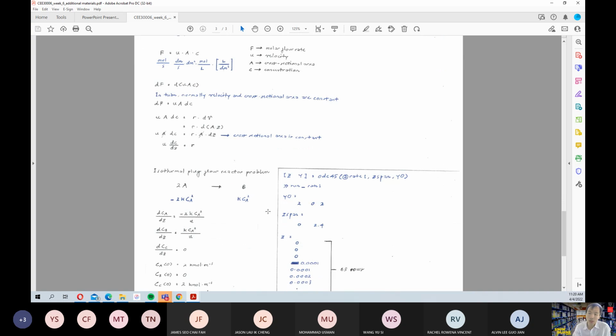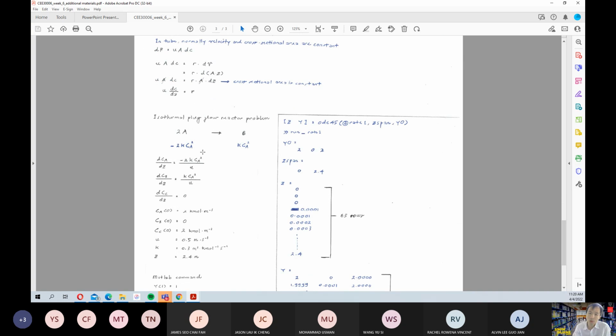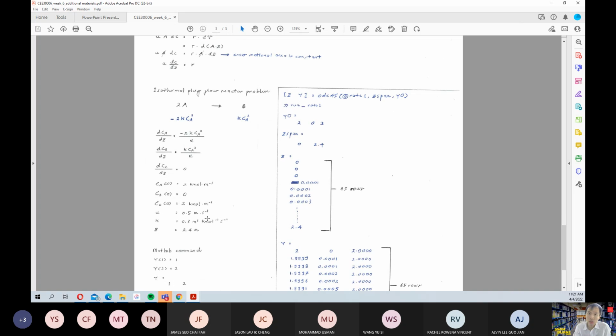Okay, so this one is an isothermal plug flow reactor problem where 2A becomes B. In this particular scenario, the assumption given is that the reaction is a simple reaction that follows the stoichiometry in here. So your dCA over dZ will be equal to minus 2kCA squared divided by U for A. For B, that will be kCA squared divided by U. C itself is not consumed, and then you have the initial value of this that is put into your system.